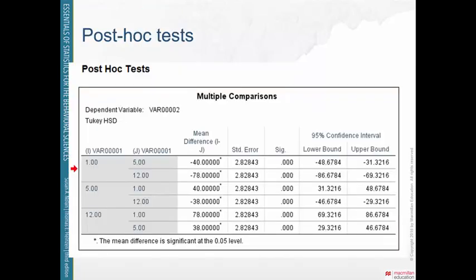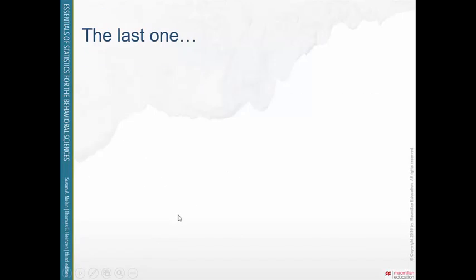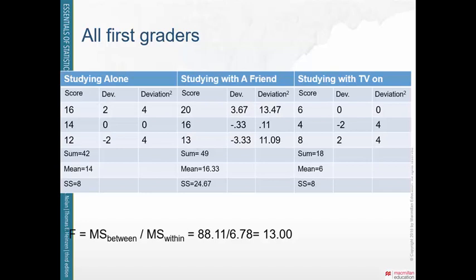Okay, so in this case we did have the situation where every mean was different from every other mean. That doesn't always happen. So let's look at the last example we had done last time. This was looking at all 1st graders, and we looked at how they studied for the math test. Did they study alone? Did they study with a friend? Or did they study with the TV on? And here were their means.